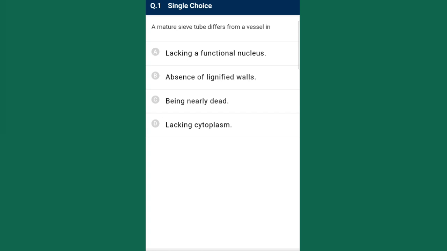See the first question. A mature sieve tube differs from vessels by? The vessel is a long cylindrical tube-like structure made up of many cells called vessel members, each with lignified walls and a large central cavity. The vessel cells are also devoid of protoplasm. Vessel members are interconnected through perforations in their common walls. The presence of vessels is a characteristic feature of angiosperms. So the answer for this question is option B, absence of lignified walls.